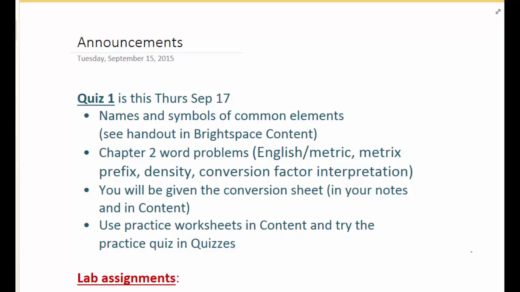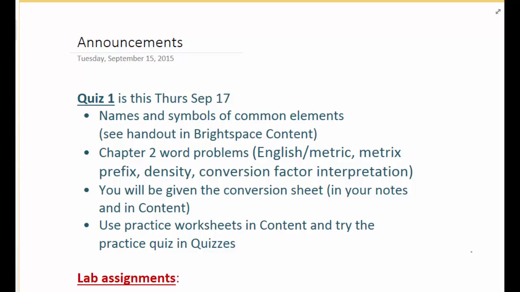You need to have those names and symbols memorized. If you haven't made your flashcards yet, you've got about 2 days to burn those in. So keep on working on those. I'll probably just give you 5 names, and you'll have to write the symbol, and then I'll probably give you 5 symbols, and you have to write the name. Okay? You will have to do then probably 2 word problems, very similar to the ones that we did in class and in Chapter 2.